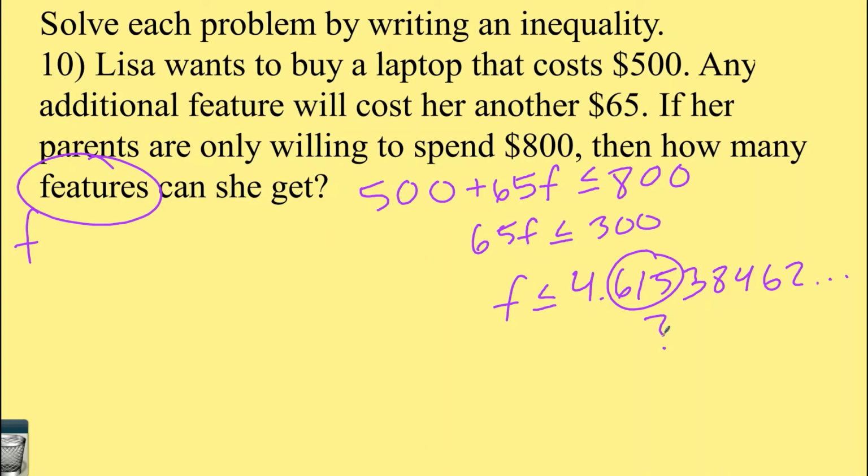So we cut off the extra. The number of features she can get is 4 or less. Okay, you can't buy part of a feature. So keep it within the context of the word problem. All right, so the answer is she can get at most 4 features. Okay, all right, next one.